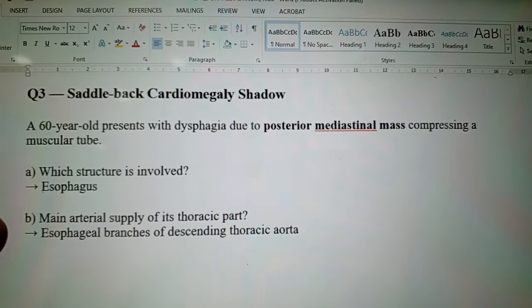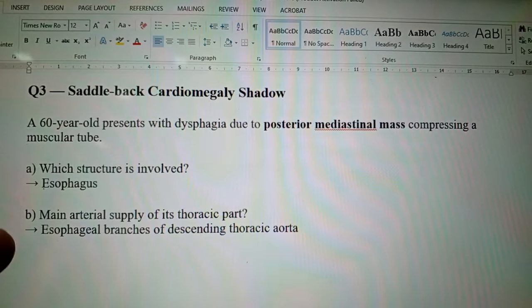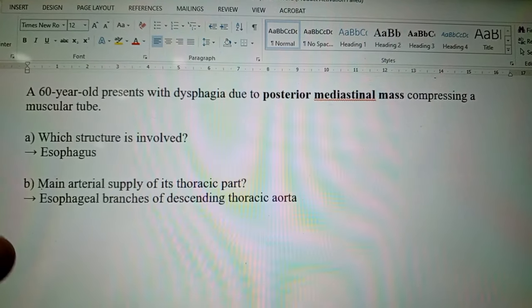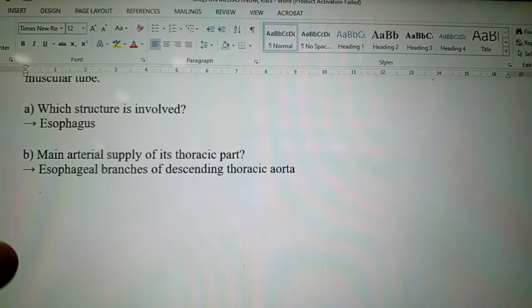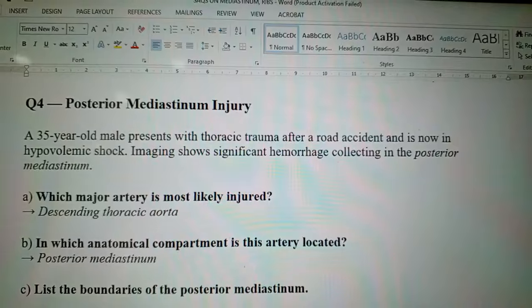Saddleback cardiomegaly shadow. A 60-year-old man presents with dysphagia due to a posterior mediastinal mass compressing a muscular tube. Which structure is involved? It is the esophagus. Main arterial supply of its thoracic part: esophageal branches of the descending thoracic aorta.